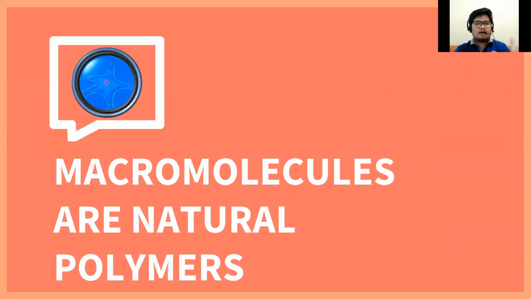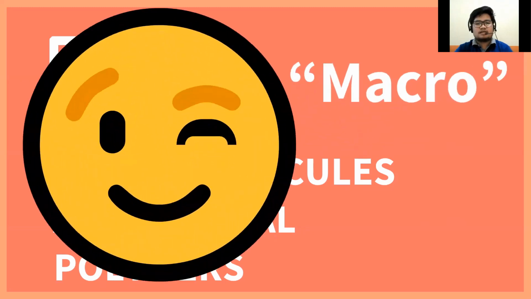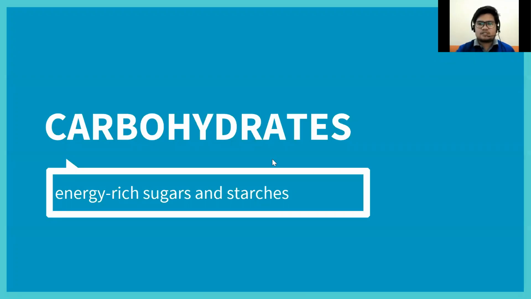So, macromolecules are natural polymers. We also have examples of synthetic polymers such as nylon, plastics, styrofoams, and others. So, we also have to take down the term macro, meaning big. So, when we say macromolecules, it means big molecules. Okay? Let's first discuss carbohydrates.